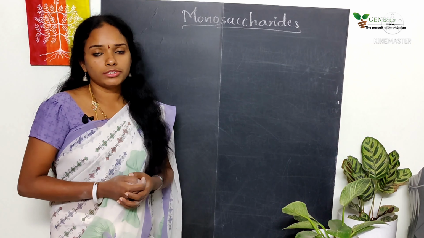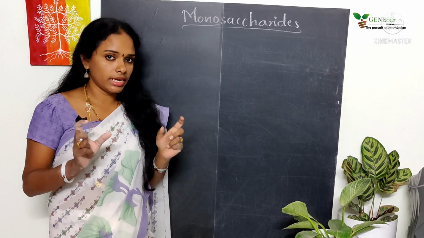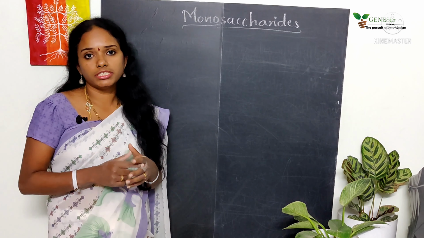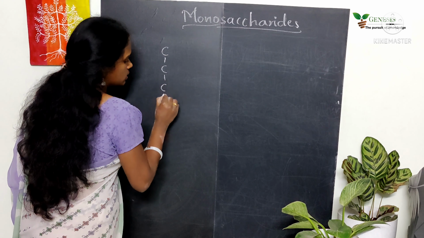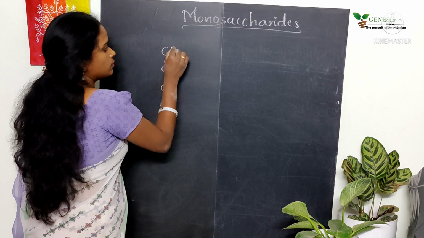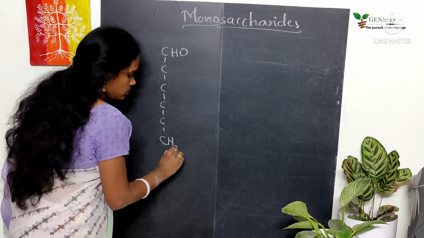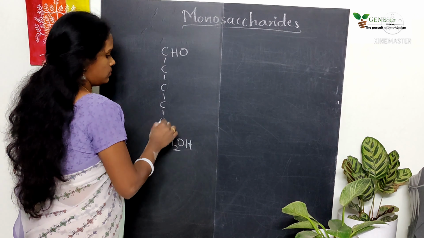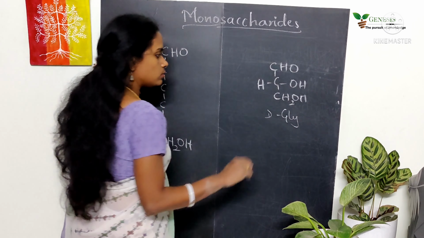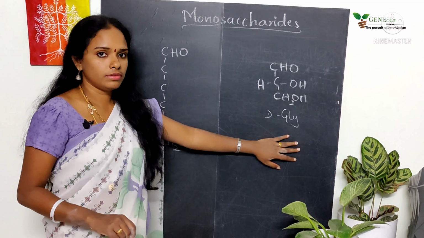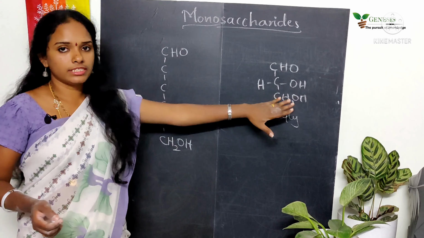The stereoisomers of monosaccharides can be differentiated based on the arrangement of groups or atoms at the carbon atom that is farthest from the functional group. For example, glucose has 6 carbon atoms. The functional group is aldehyde, so it is an aldose. This is D-glyceraldehyde, so this is the reference carbohydrate. While we are writing the structures of the remaining carbohydrates, we take this as the reference.